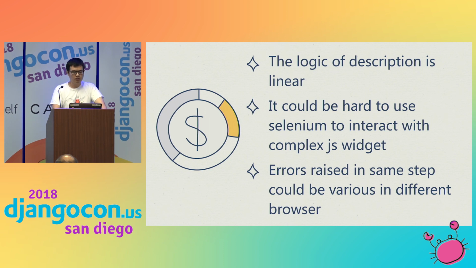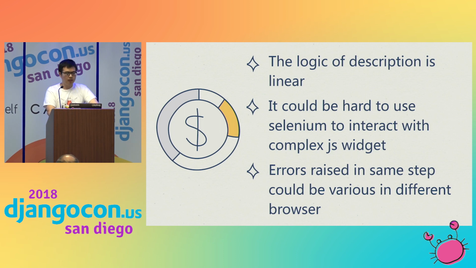The second limitation would be it's very hard for you to interact with those complex JS widgets like a date picker, because you need to tell Selenium to click the very specified button, a specified link. So I do suggest don't bother yourself with how to code interacting with the complex JS widget.